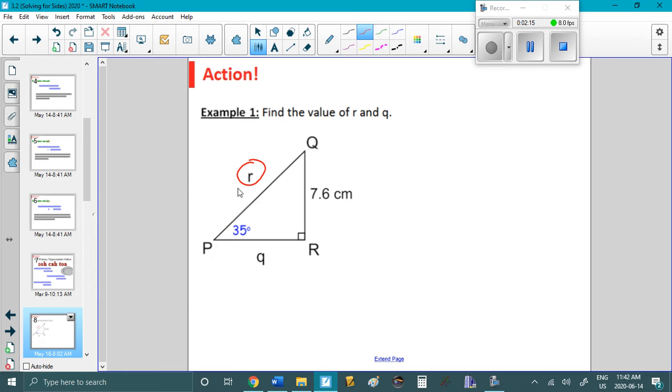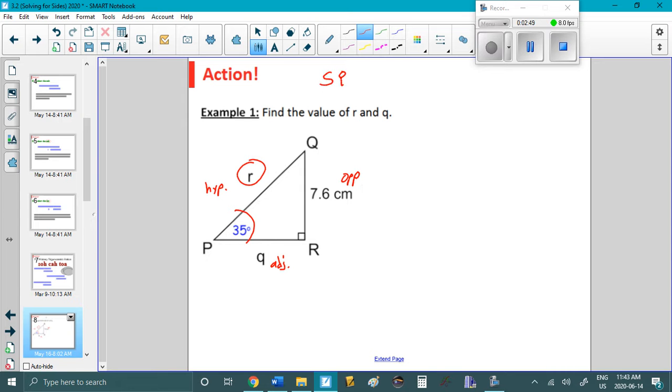So I'm going to do r first in red. All right, so this is the procedure. First, this is my reference angle, which means that this is my opposite side. This is my hypotenuse, and that means this is the adjacent. So to find the length of a side, we always need our reference angle. We need to know what the number is, which we do. It's 35. We also need to know one other side. In this case, we know the opposite, and we're looking for the hypotenuse.